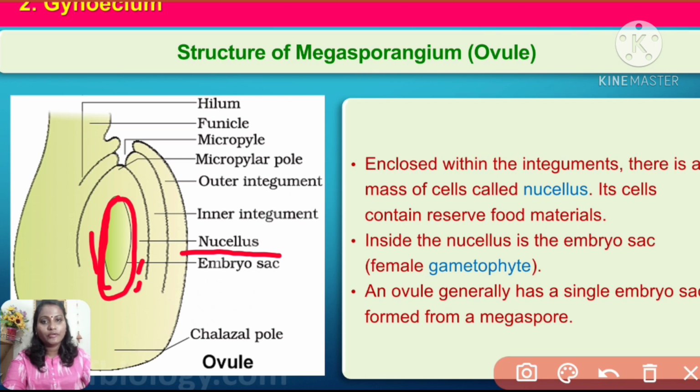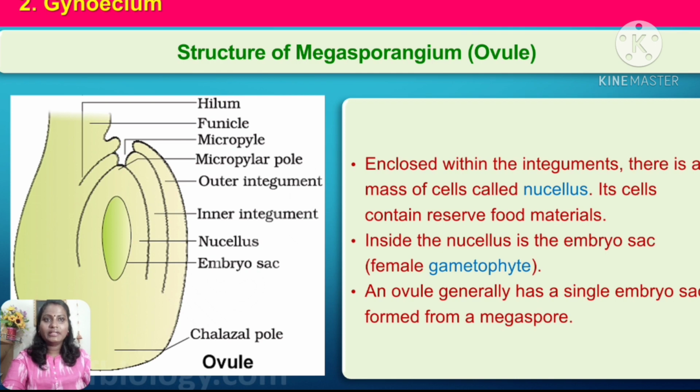How are these embryo sacs formed? That is from the megaspore. So here we have completed the megasporangium.